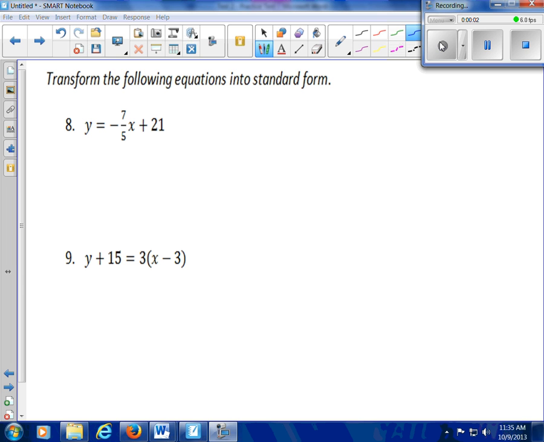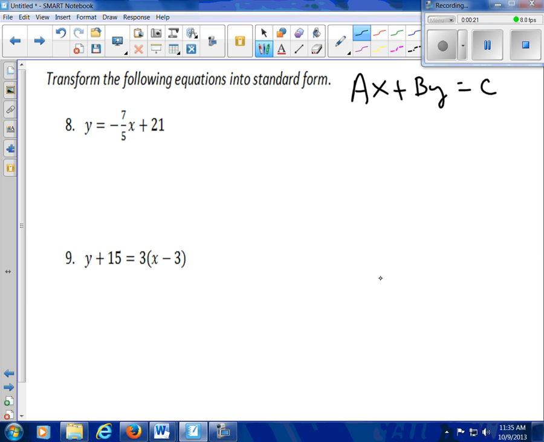Now for problems 8 and 9, I'm trying to get both of those into standard form. So again, we know that standard form is ax plus by equals c form. And we also know that a, b, and c are all integers, that they are all whole numbers. They're not going to be any fractions in standard form.